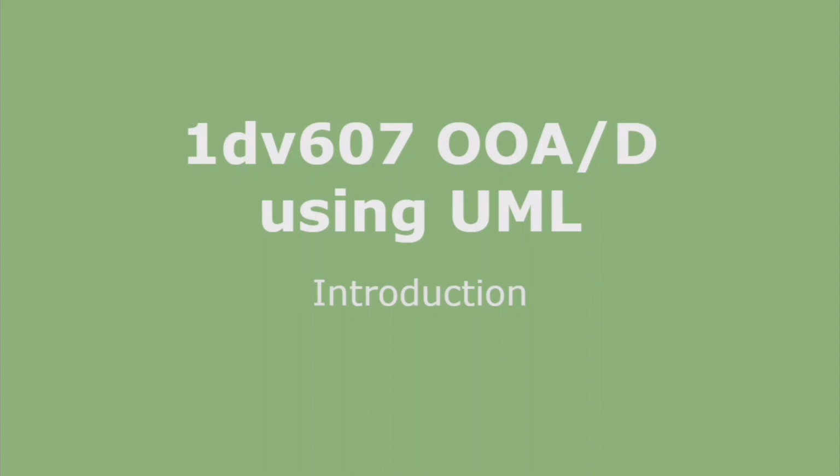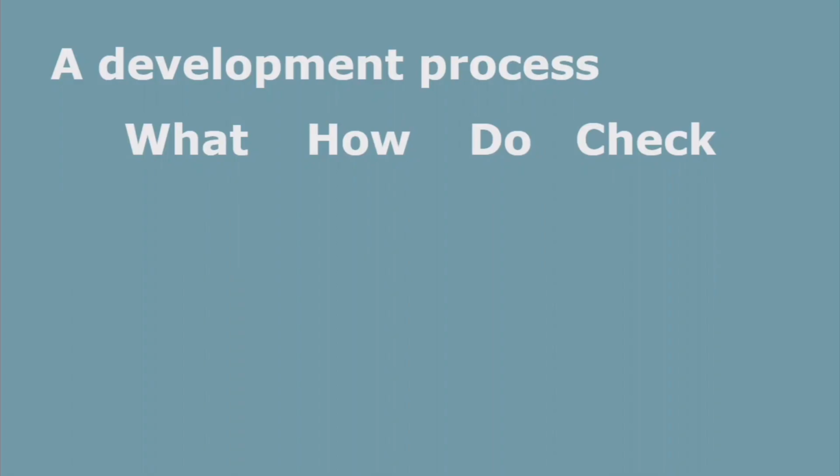So we can do stuff, and finally we should test that we actually solved the problem. So this is basically a development process. We need to understand what, we need to understand how, we need to do it, and we need to check.